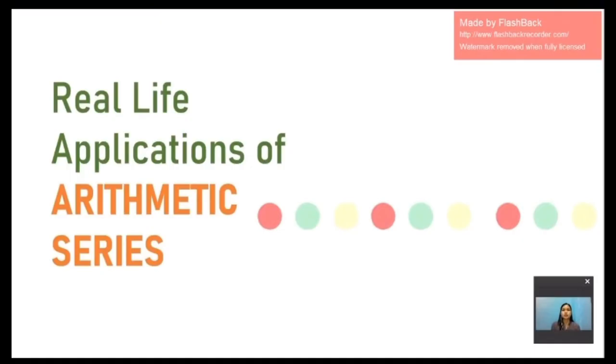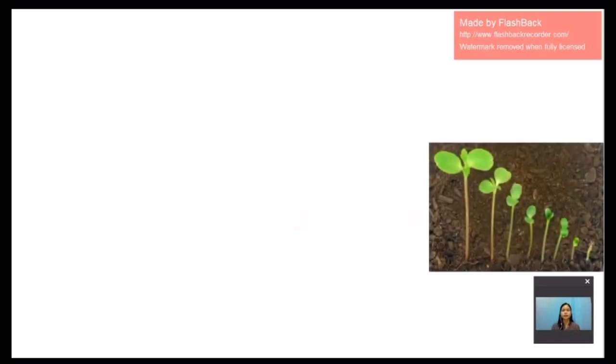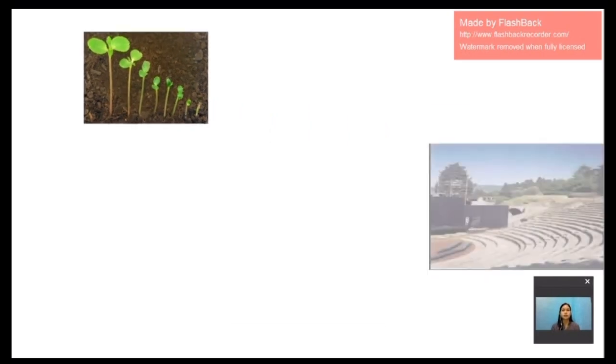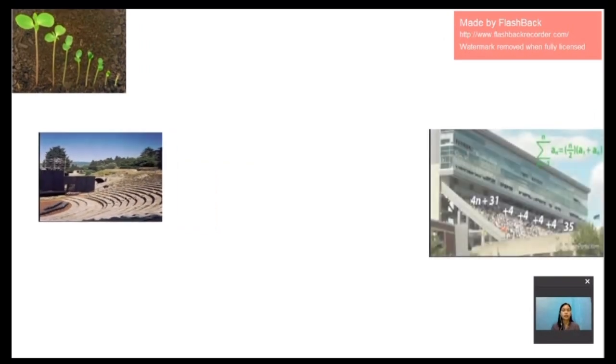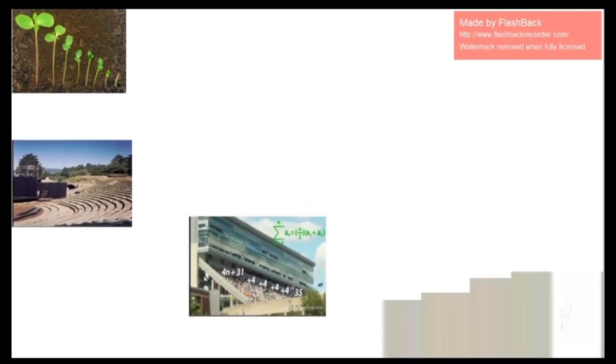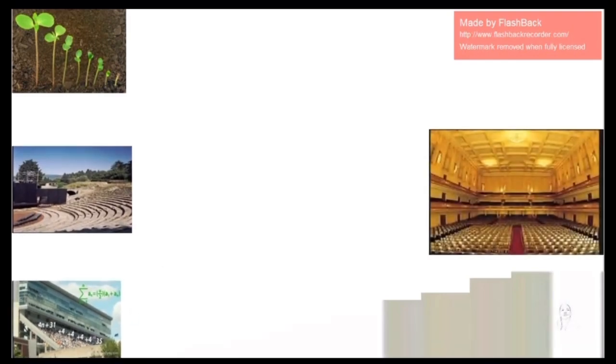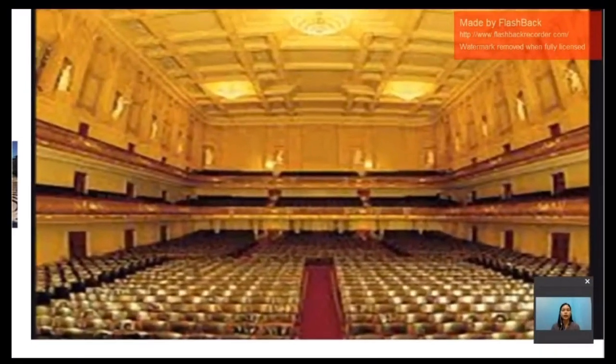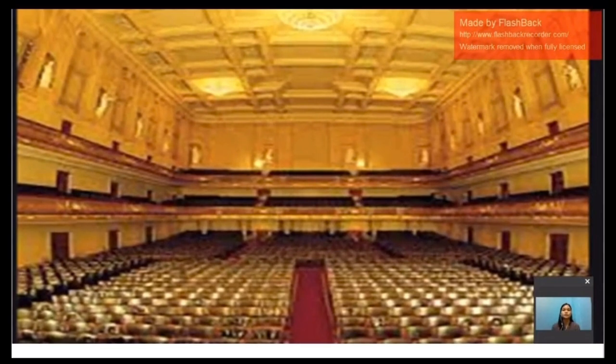Okay, good for you. So there are so many applications of arithmetic series, especially in our real life situations. Arithmetic series can be applied in the growth of plants, in the formation of the rice terraces, in the construction of buildings, and in finding the seating capacity in a movie house or in an auditorium. So there are so many applications.